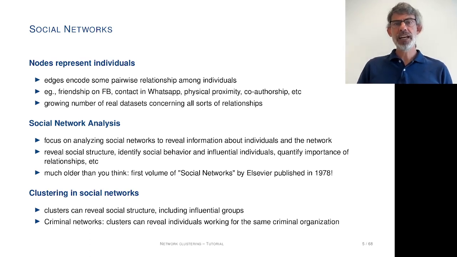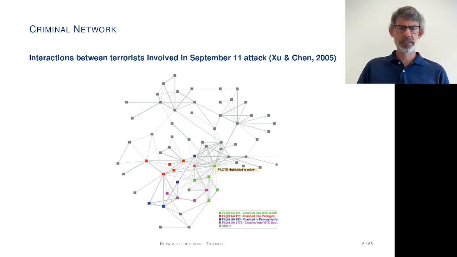Of course, network clustering is also part of social network analysis because by clustering the network, we can reveal, for example, the social structure of those individuals or identify influential groups. One example are criminal networks, where the clusters can reveal individuals that work for the same criminal organization or that are plotting some kind of attack or some kind of misdemeanor.